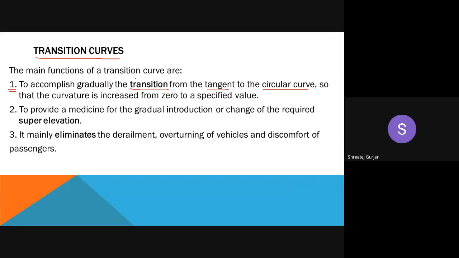It provides a gradual change of direction from the tangent or the straight line to the circular curve, so that the curvature is increased from zero to a specific value. As I've told you initially, for a straight line the curvature is zero because it does not have any curvature, but it gradually starts to get curved, and finally it achieves the same curvature value as the circular curve, which is provided next. So this part is the transition curve which I have drawn.